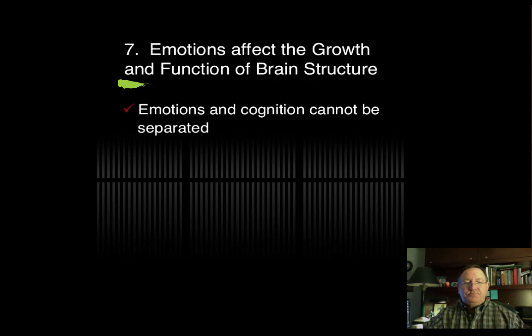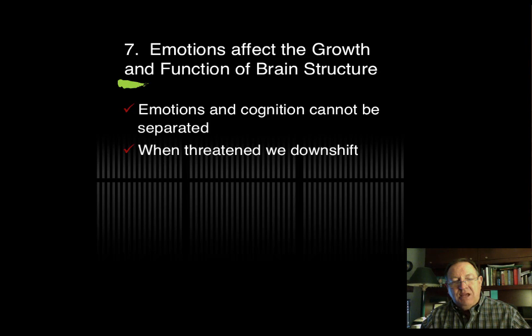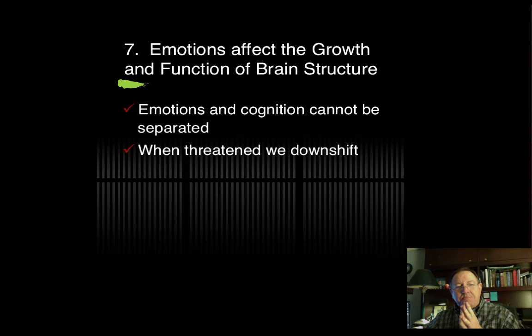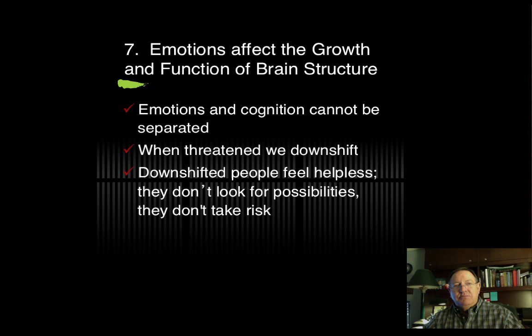Emotions affect the brain. They've discovered that emotions and what we learn and know can't be separated. I like this phrase, and you need to make a note of this: when we feel threatened, we do something that's called downshifting. Downshifted people want to withdraw, close off. They feel helpless. You've been this way when you get toward the end of the semester, you've got so many projects that are due, and you're feeling overwhelmed, and it makes it even harder for you to learn by doing this withdrawal process.